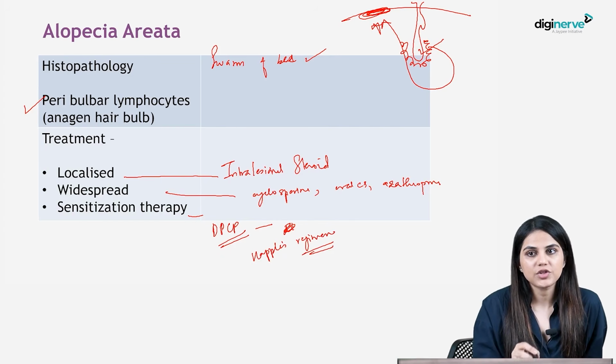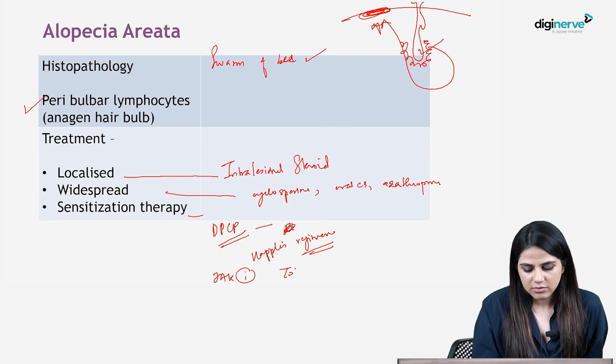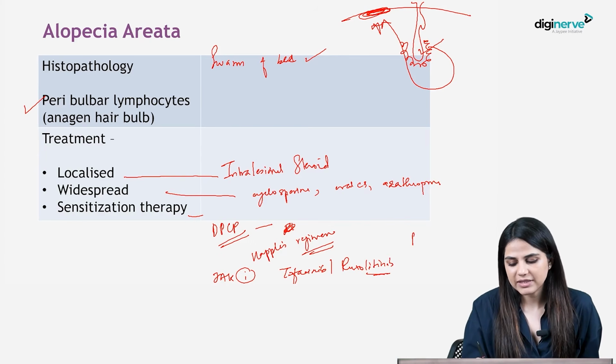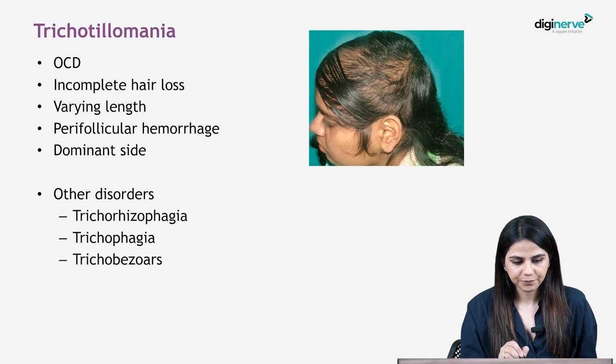Newer drugs used for the treatment of alopecia areata are JAK inhibitors, which are tofacitinib, ruxolitinib, and the newest of these is baricitinib, which is FDA approved for treating alopecia areata.